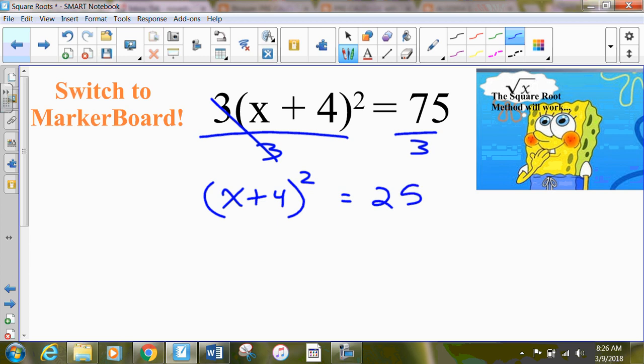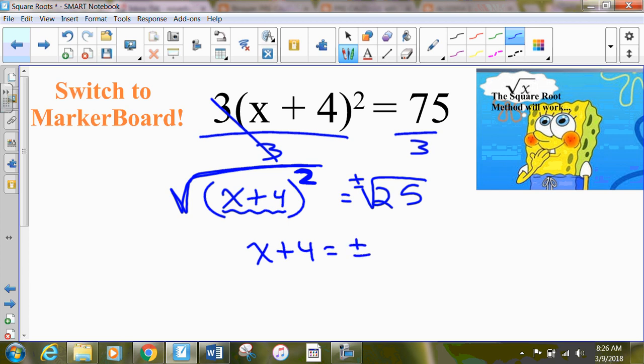I can't do anything until I get rid of this square. I have x plus 4, the whole thing being squared. I want to break x plus 4 free so that I can finally get x by itself. The only way to break it free is to get rid of this square by doing the square root. If we take it of the left side, we have to take it of the right side. We put a plus or minus in front. We end up with x plus 4 equals plus or minus 5.